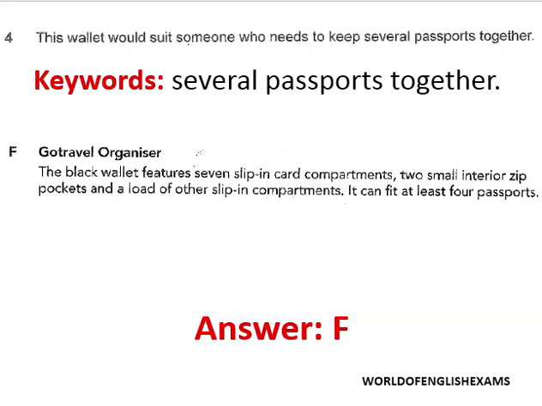So let's read this. Go travel organizer, or paragraph F. This black wallet features 7 slip-in card compartments. It's not talking about passport compartment, it's talking about card compartments. Then there are 2 small interior zip pockets and a load of other slip-in compartments. It can fit at least 4 passports. So here you found the answer, 4 passports. That means I can keep several passports together. Hence the answer is F.